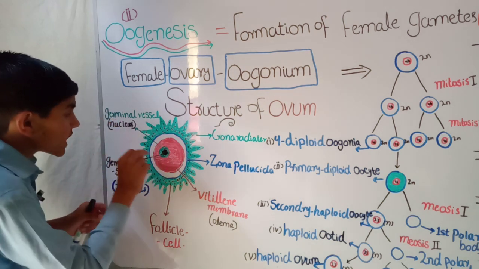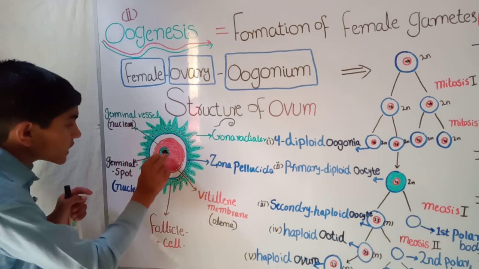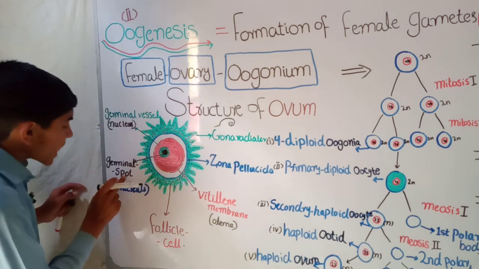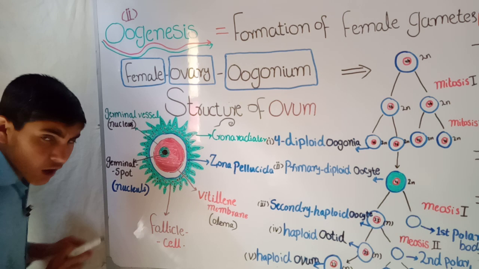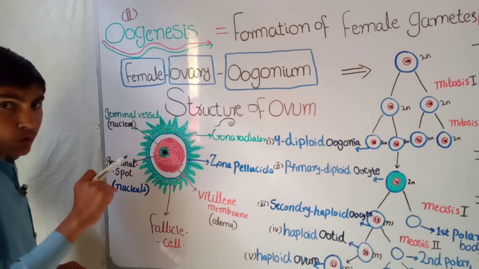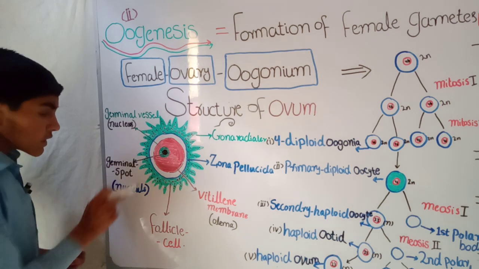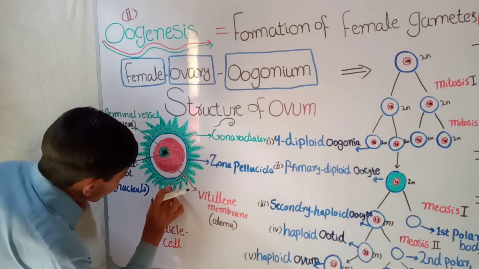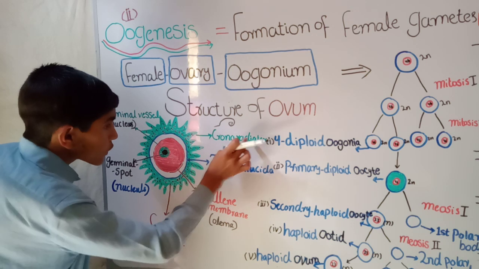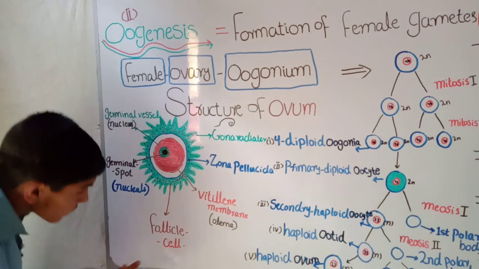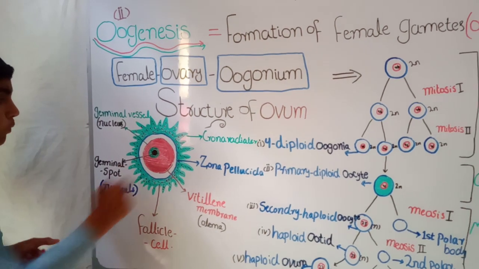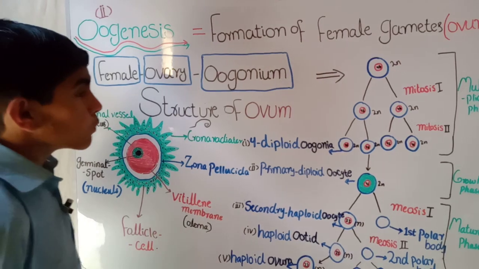And second, inside the nucleus or the germinal vesicle, there is another black portion. This black portion is called the germinal spot, or we can also say nucleolus, because inside the nucleus there is a small round portion, which is the nucleolus. You can see here these red cells around the corona radiata. These cells are called the follicle cells. So this was the electron microscope structure of the ovum, and this was the process of ovum formation.